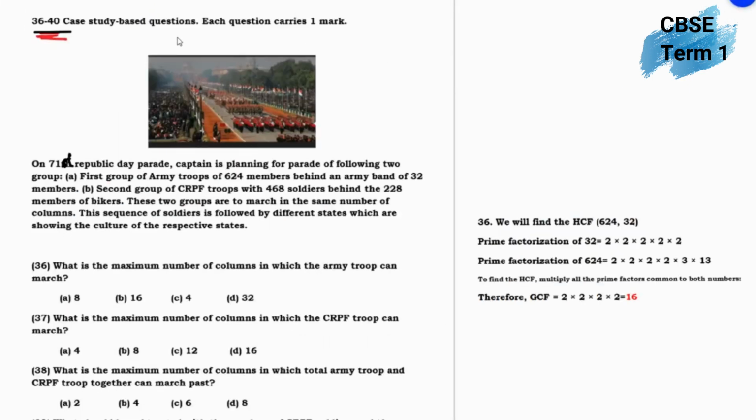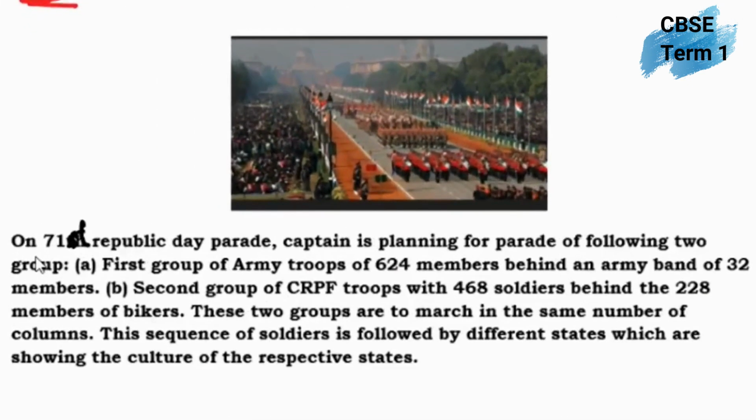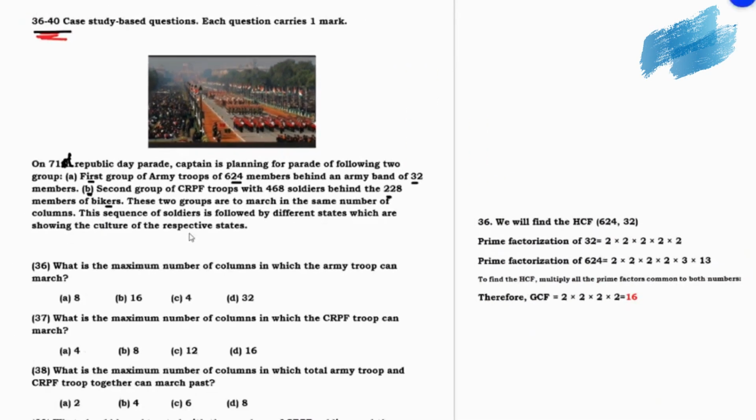36 to 40 is a case study based question from the real numbers chapter. On the 71st Republic Day parade, the Captain is planning a parade of the following two groups. First, a group of army troops of 624 members behind an army band of 32 members. Second, a group of CRPF troops with 468 soldiers behind 228 members of bikers. These two groups are to march in the same form of columns. The sequence of soldiers is followed by different states which show the culture of the respective states.